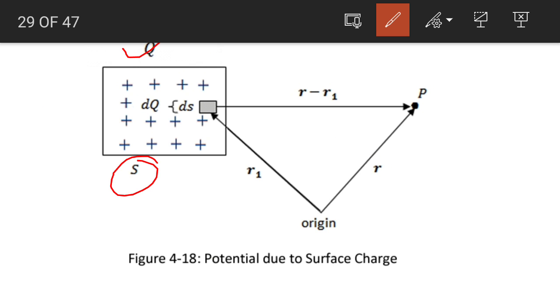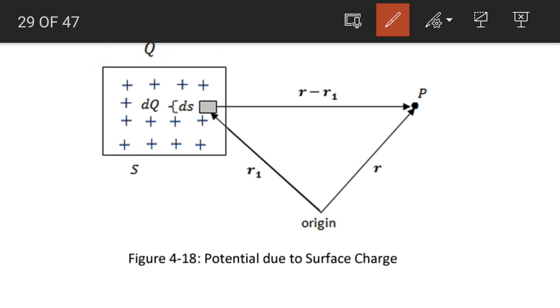So we consider a very small portion of the source. The area of the small portion is ds, and the magnitude of the charge on the small portion is dq. The position vector of the small portion of the source is r1. The position vector of the point under observation is r, and r minus r1 represents the vector extending from the small portion of the source to the point under observation.